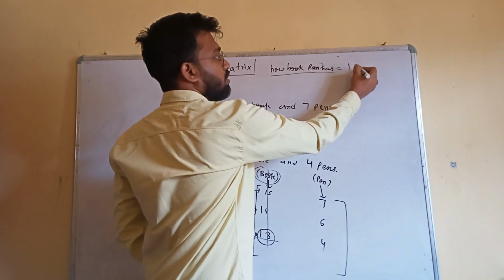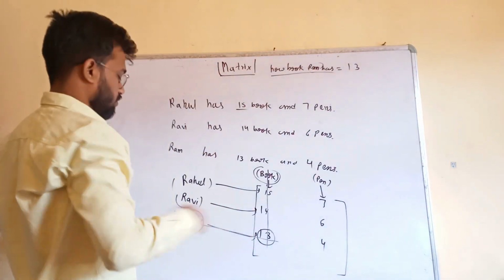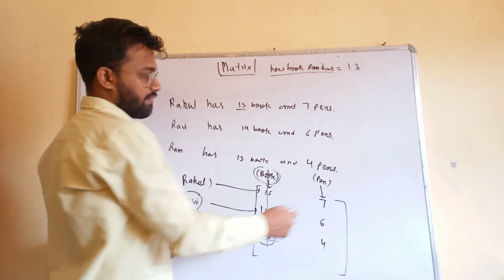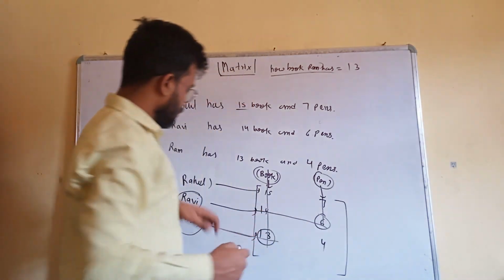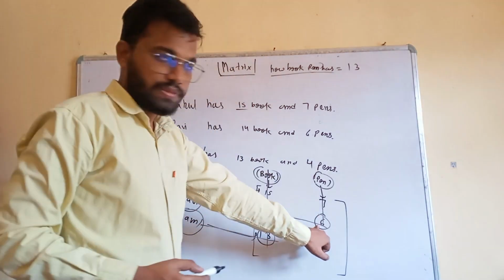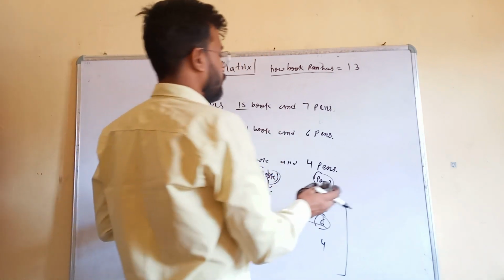So how many books does Ram have? 13 books. Suppose someone asks me how many pens Ravi has, I am going to go to Ravi first, then pens. If we do like this, we get 6. So Ravi has 6 pens. So it is making it very easy to access the values we are trying to find.